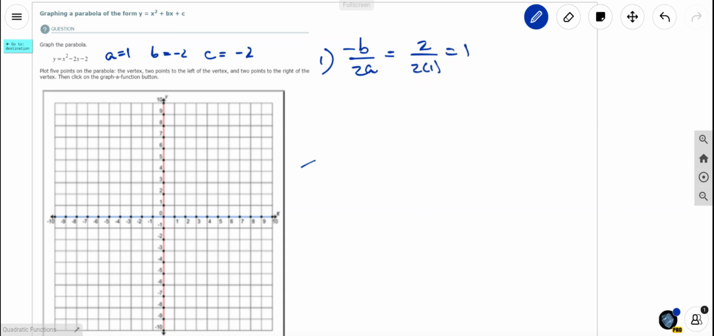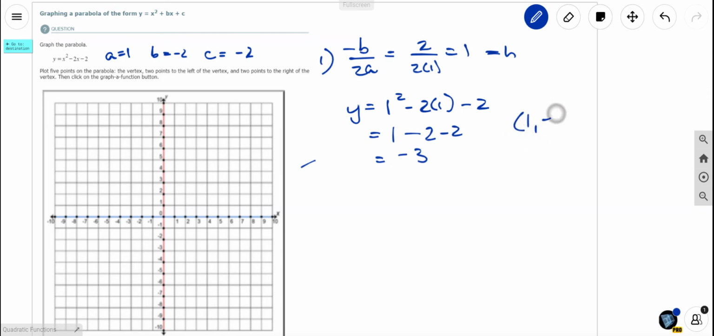So x equals 1. This is h, remember? That's what we're solving for. And then we plug it back in. So y equals 1 squared minus 2 times 1 minus 2. 1 minus 2 is negative 3. Okay, so our vertex is (1, -3).